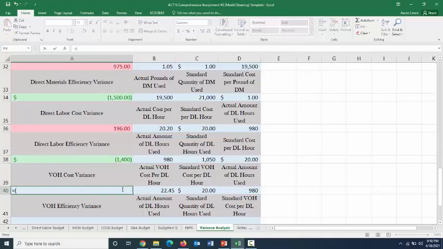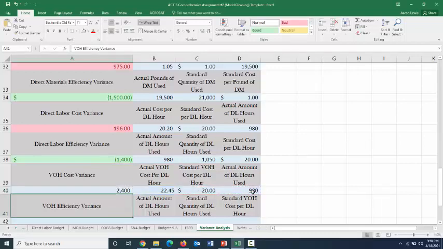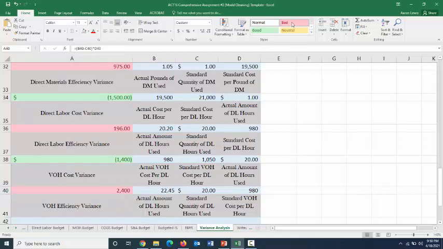If we take 22.45 minus 20 in parentheses and multiply that by 980, we come up with $2,400. So we spent $2,400 more on variable overhead because the costs of those variable overhead things, repairs and maintenance, paying our indirect laborers, acquiring indirect material, were more than we predicted. So that is an unfavorable variance.